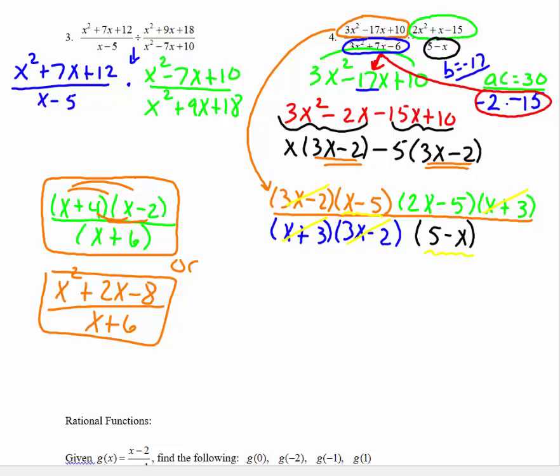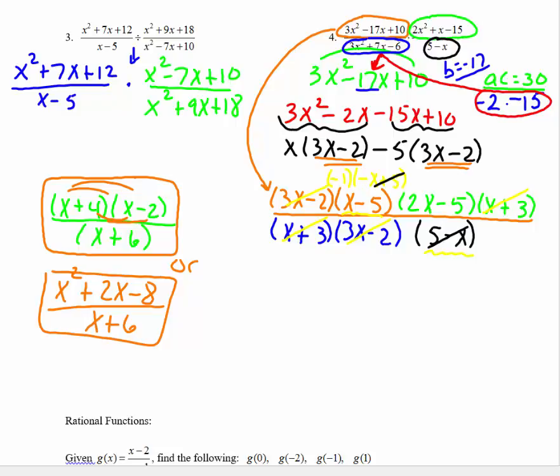We take out a negative 1 from either the top or the bottom. So I'll take a negative 1 out of the top. That's going to change my x to becoming negative and my 5 to becoming positive. So now I do have like terms. So negative x plus 5 on top will cancel with the 5 minus x. They are the same factor, just written backwards.